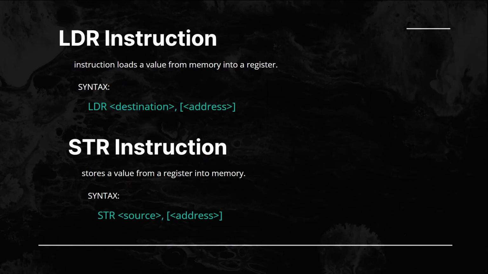As you can see in the syntax of the LDR, first you require a destination and the address from which you are loading the value, while in the store instruction you require a source and then an address. The source is the location from where you are getting the value, and the address is where you are moving the value.